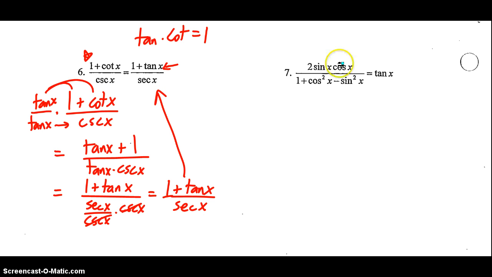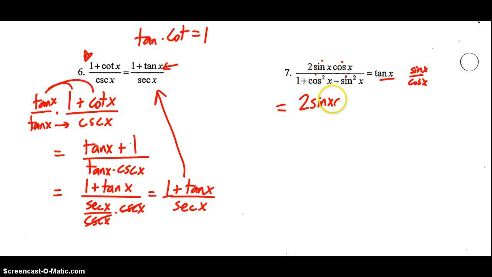All right, number 7. 2 sine x cosine x over 1 plus cosine squared x minus sine squared x equals tangent x. Now, I see the tangent x and I know, that's sine over cosine, right? If somehow I can get everything over here on the left side to become sine over cosine, then we win. We'll have tangent, right? I already see some sines and cosines going on, right? So let's use that to our advantage.